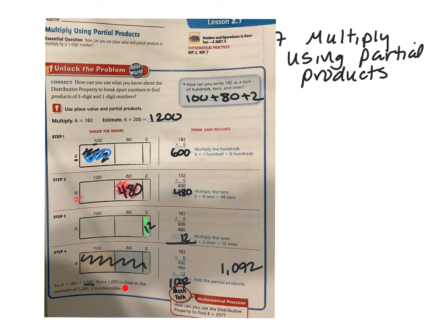Since 1,092 is close to the estimate of 1,200, it is reasonable. That was our estimate. We knew it was going to be below that because we had rounded up. So it would be below 1,200, and it was just a little below 1,200, close to 1,100. Okay, let's look at some more examples so this clicks all into place. This is taking us closer to the standard algorithm you will use for multiplication.